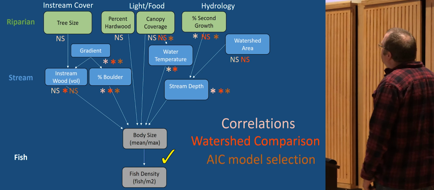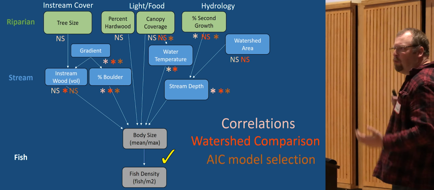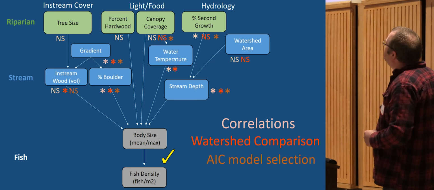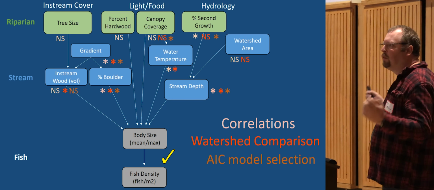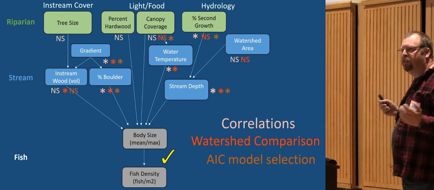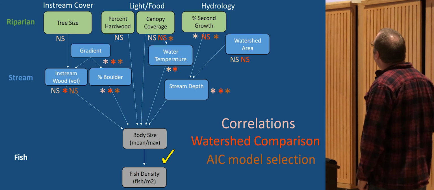But what I found most interesting: why aren't some of the things that are important in our literature coming out? Why isn't canopy coverage important here? In-stream wood, there's been a lot of research on in-stream wood and the importance of in-stream wood. So why is that not important within our model? So I looked into the data and looked a little further on some of these things.